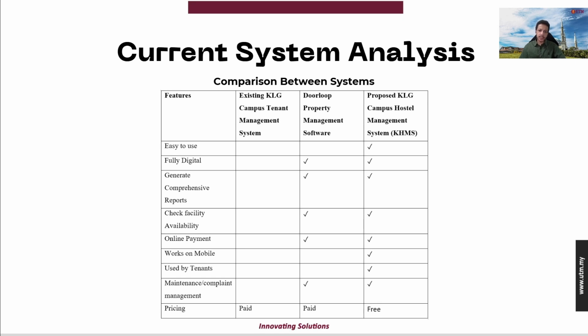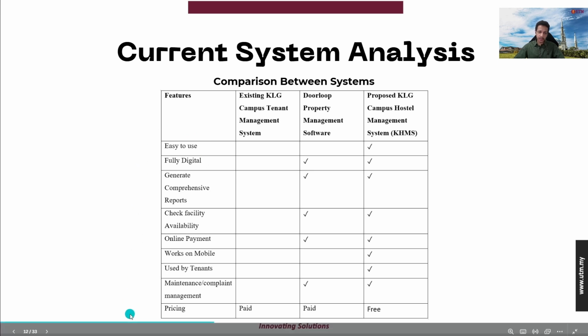Now, a comparison between systems. We have the existing KLG campus tenant management system, which is mostly paper-based and currently also uses Excel and third-party software. There is the Doorloop property management software, which is an application for property management more than it is for hostels. And finally, we have the proposed KLG campus hostel management system, which is the project that I am developing.